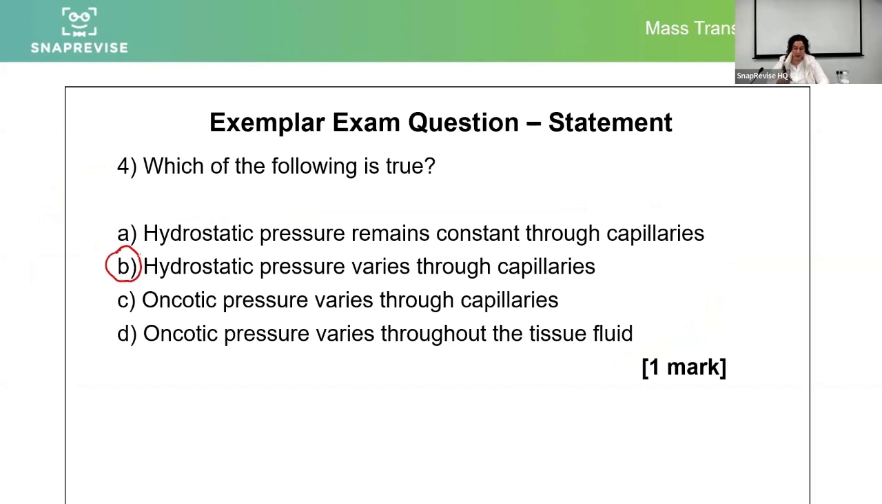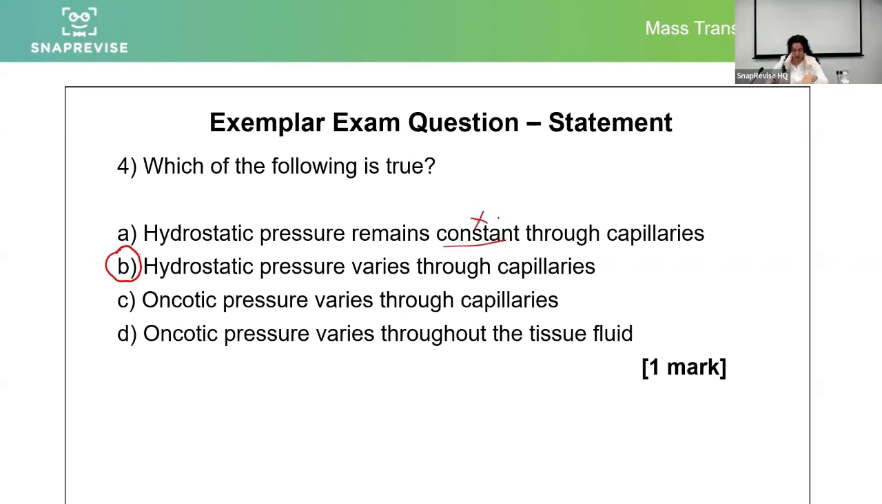So, hydrostatic pressure remains constant throughout the capillaries. Why is this wrong? Because that's the whole premise of creating the tissue fluid in the first place, right? That hydrostatic pressure is higher at the arterial end than the venous end. So that can't be true. It's not constant.